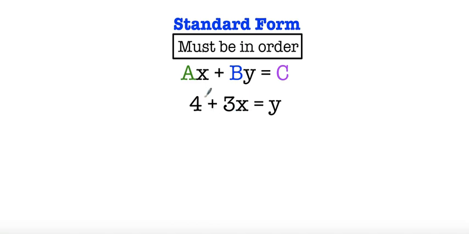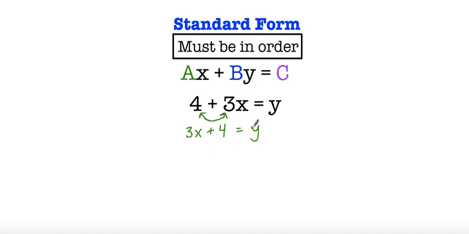So we could use the commutative property of addition to swap these two. Because it's addition and they're both on the same side of the equation, I could swap these two without changing their sign. So instead of 4 plus 3x, I'll have 3x plus 4, and that'll still be equal to y. Okay, so now I have 3x as my first term.